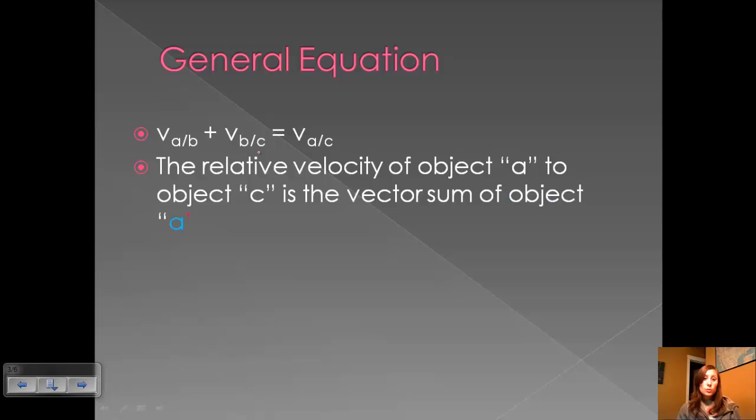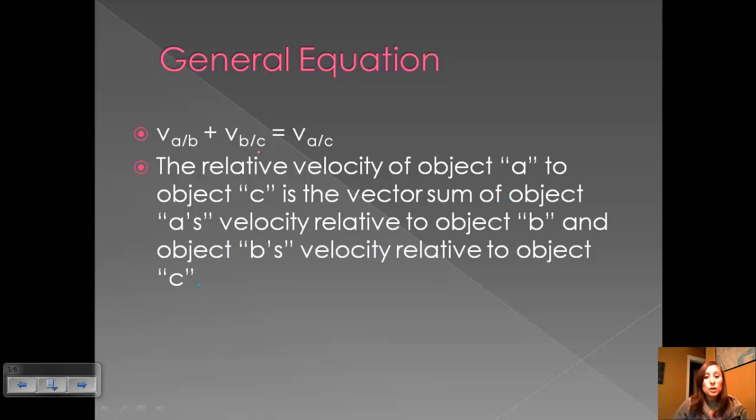So here is this equation in words, basically, if you like the word definition and the equation definition. So the relative velocity of object A to object C is the vector sum. So these are all vectors, okay, and we're going to assume for the most part they're all in the same plane of motion. But if you have something in two different dimensions, like a plane traveling and a crosswind, okay, you could still add these together. You would just need to put them into components and use Pythagorean theorem like we did in the past chapter. Okay, so the relative velocity of object A to C is the vector sum of object A's velocity relative to object B and object B's velocity relative to object C.